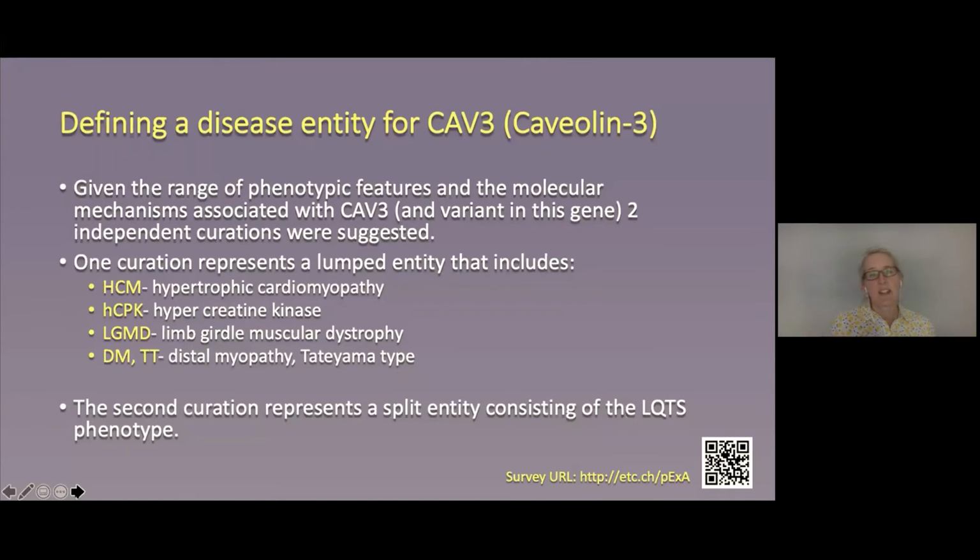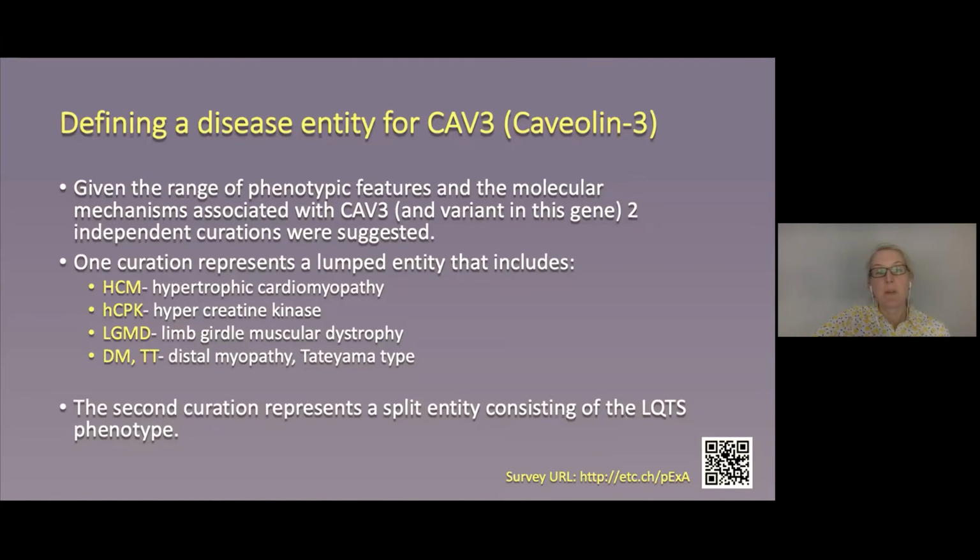So now that we've given our decision to lump, we need to look at the range of phenotypic features and those molecular mechanisms. Right, and we did find there potentially are 2 independent curations, and we would say at least 2 independent curations. We're going to move forward with one curation represents that lumped disease entity, and it's going to include the hypertrophic cardiomyopathy, that increased creatine phosphokinase, limb-girdle muscular dystrophy, and the distal myopathy and rippling muscle disease. Whereas that second curation will represent that split entity consisting of the long QT.